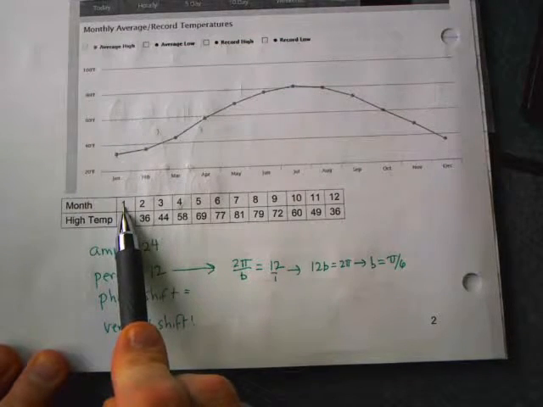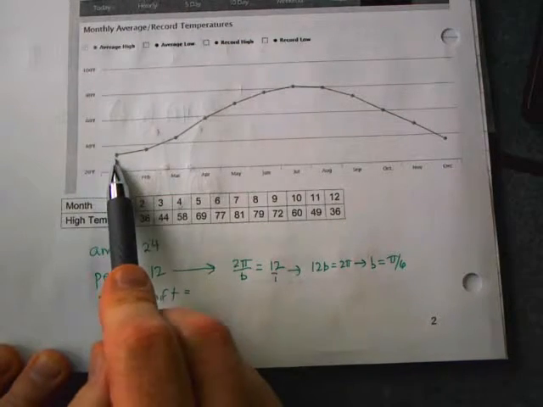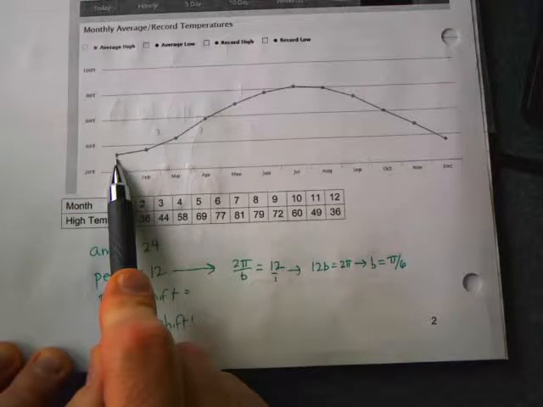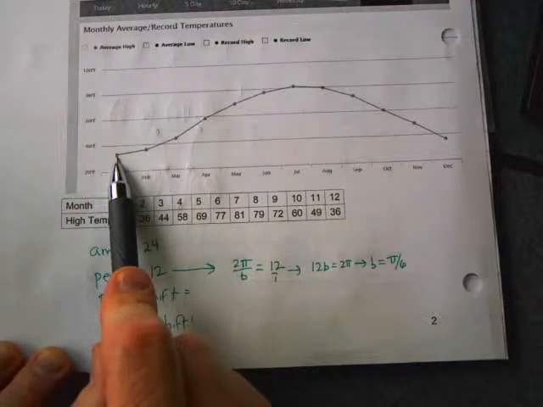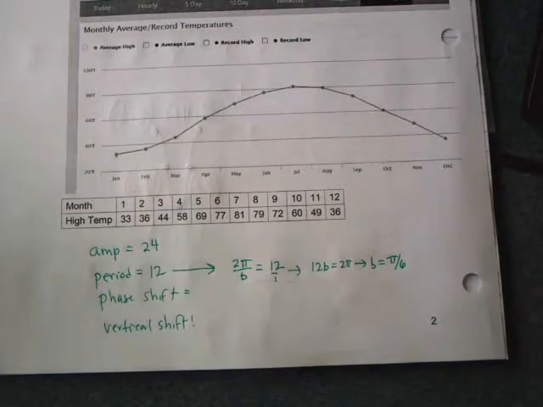This one is starting at, what's the x number? First month, right? So normally we start at 0, comma 1. We're starting at 1, comma something. So how far to the right did we slide? 1. Our phase shift is 1. We slid 1 unit to the right.